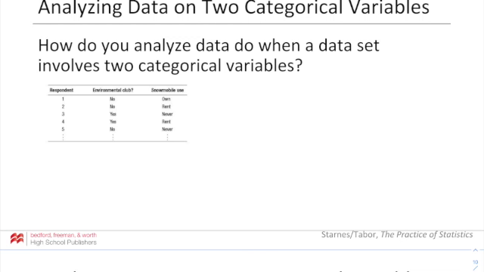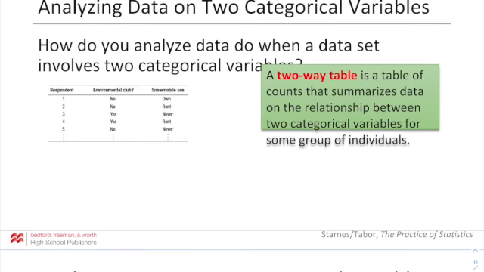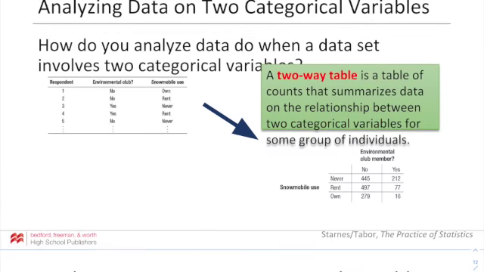hence why it's called a two-way table. So here we have some examples of people responding to a survey, if they're in the environmental club or not, and if they have any use for a snowmobile, whether they own, rent, or have never used one. So we have two variables here. We have whether they're in the environmental club, and then their snowmobile use. So a two-way table is a table of counts, so this is frequency, that summarizes data on the relationship between two categorical variables for some group of individuals.